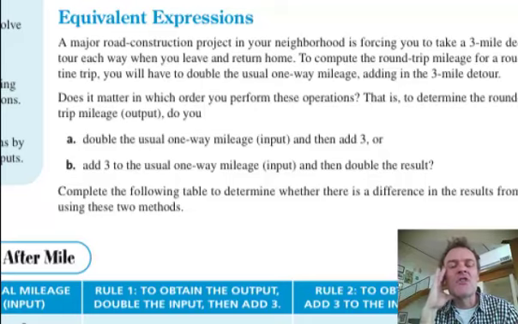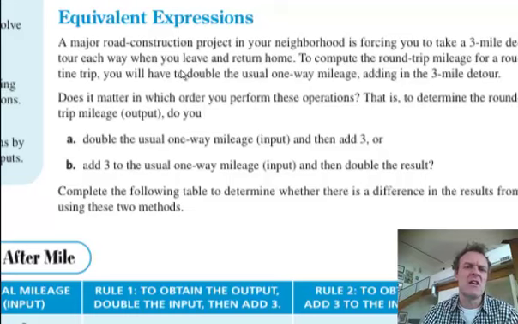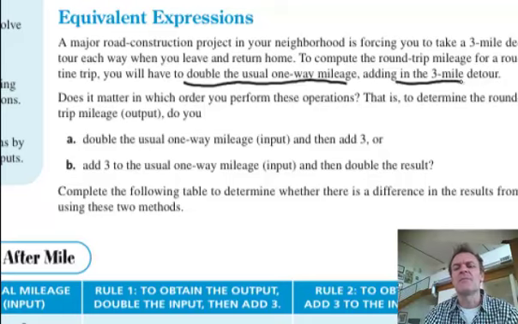Right, this is kind of an introduction to the distributive law, and you can see how things work. So this is just some major road construction, and you can round trip mileage. You decide that to calculate it, right here, you're going to have to double the usual one-way mileage and then add in a 3-mile detour. But what if you add in the 3-mile detour first and then double the mileage? In other words, do it back to front.